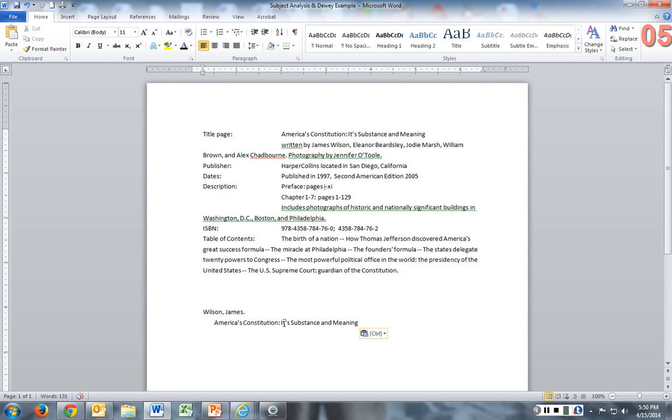So I'm going to lowercase the I in front of its, the S in front of substance, and the M in front of meaning. I'm going to keep Constitution capitalized because Constitution is the title of the U.S. Constitution. So I'm going to keep that capitalized. If it was lowercase, it would be applying to any constitution. So we're going to uppercase it.